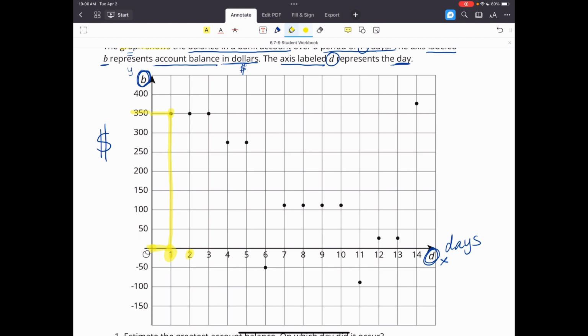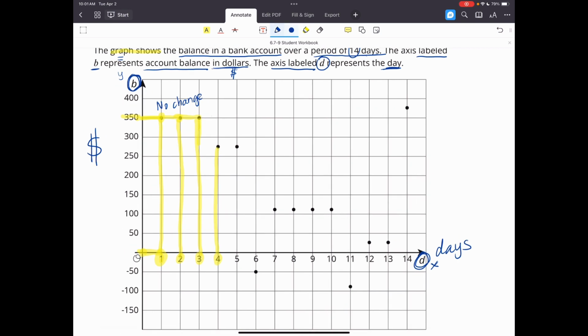On day 2, you see that the dot is still in line with 350. That means that no change took place. And on day 3, again, no change. So there we have those 3 days with no change, and you can see it just goes straight across. Then on day 4, something happens. If you notice, it's lower. So that means I had a drop in my account, which means I took money out of my account.